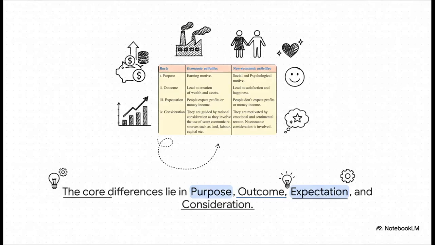Well, the answer really boils down to 4 key things. For those economic activities, the whole purpose is earning money. The outcome is creating wealth, and the expectation is to make a profit. But for the non-economic ones, the purpose is social or personal. The outcome is just satisfaction, and there's absolutely zero expectation of getting paid. It's a completely different mindset.